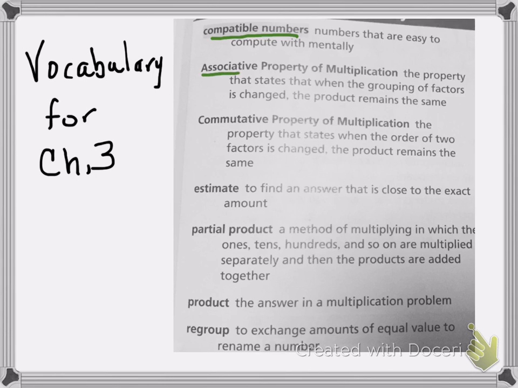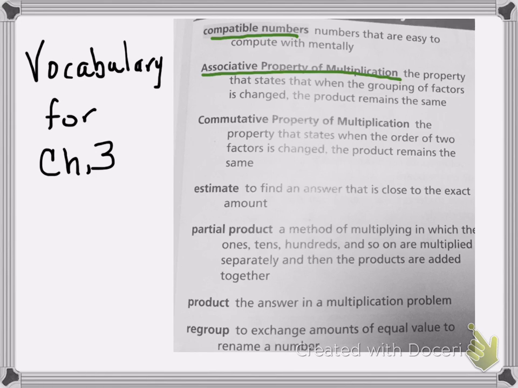The associative property of multiplication. Some of these are reviews for us. The property that states that when the grouping of factors is changed, the product remains the same. We did this when we took apart our factors and we placed the factors in parentheses using addends. The first few models that we did, the box models, where we took apart the number 18 into 8 plus 10, or 9 plus 9, that was using the associative property of multiplication.